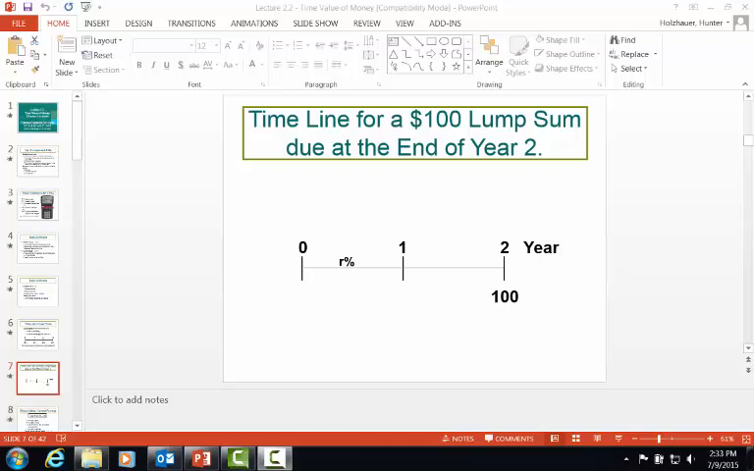For example, let's look at a very simple timeline for a $100 lump sum that's due in 2 years. As you can see, in year 0, there's not anything written there. And you go 1 year, you go 2 years, and there's $100 written there. Now, this is a very simple problem that you could use to first learn how to use your calculator or to use the equations. Let's take a look at how we would do it either way.